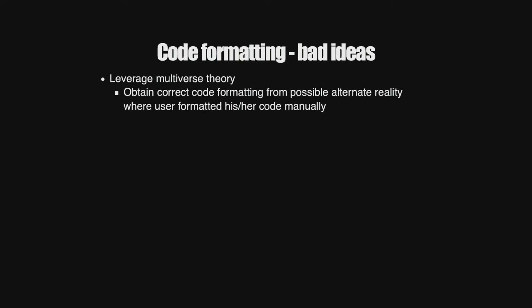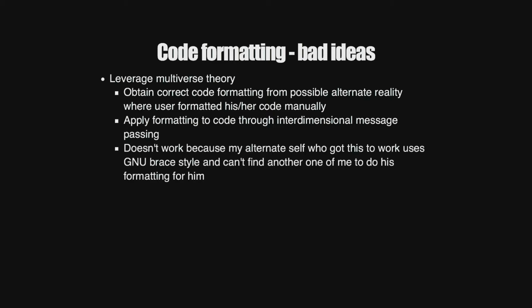So when I first started this, I had a few bad ideas. First one is leverage multiverse theory. And the idea here is you go to an alternate dimension and obtain the correct code formatting from a version of yourself that has already done it for you. You communicate back and forth through interdimensional message passing because nobody wants to deal with synchronization issues. And this doesn't work because the only Brian that managed to figure out how to get it to work uses the GNU brace style, and none of the other infinite possibility Brians use that, so dead end.